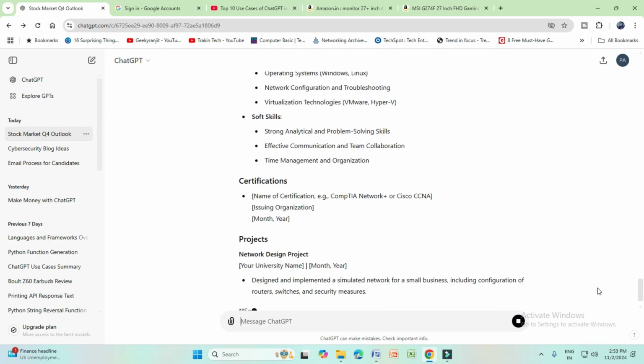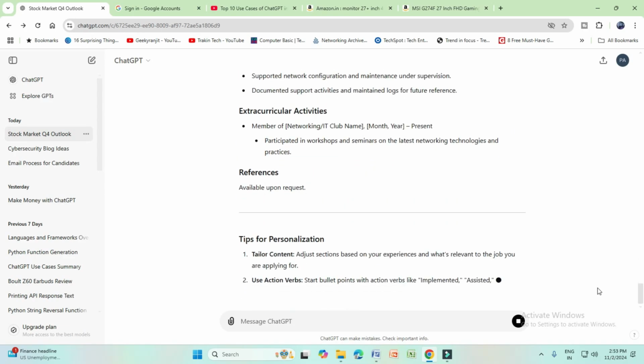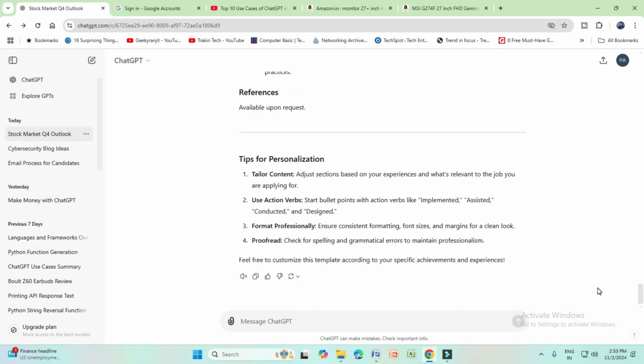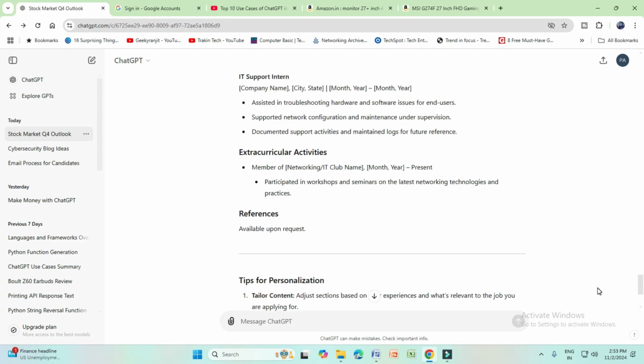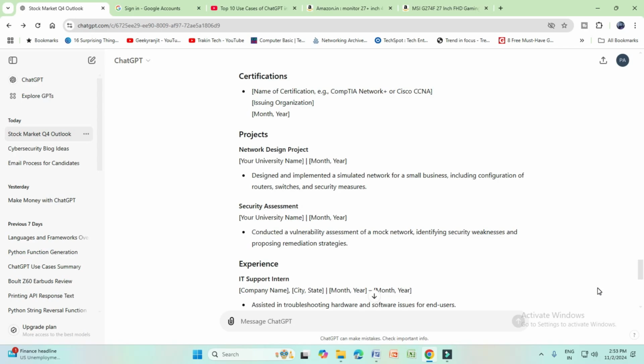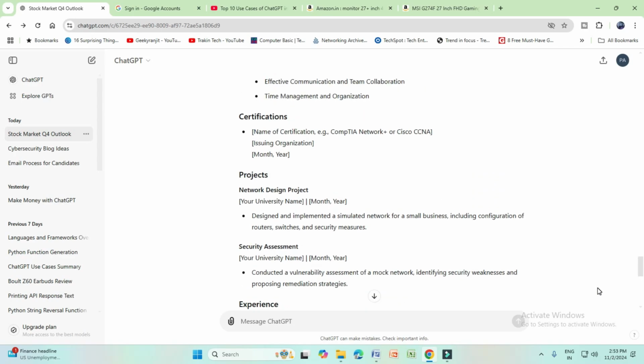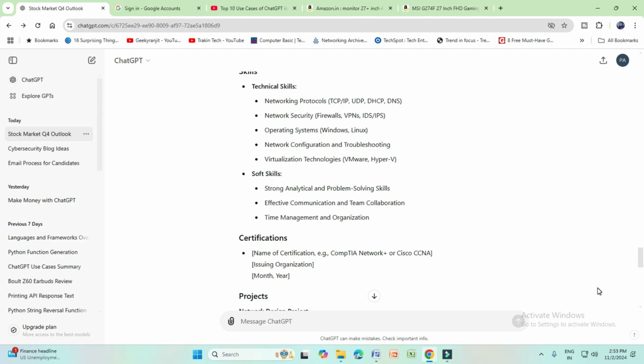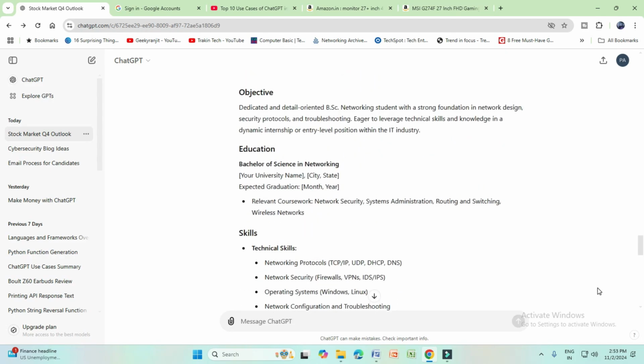Design. You observe this. This has personal details and references, extracurricular activity, IT support experience, security assessment, project networking design, certifications, soft skills, technical skills, Bachelor of Science networking, which university, and graduation year.